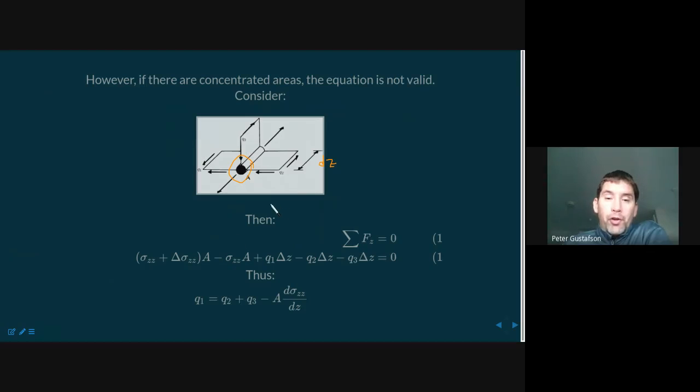So what do we know? Well, we know a bunch. We know that the sum of the forces in the z direction has to be equal to 0. We also know that due to bending, it's possible that the stress due to bending, sigma ZZ, changes here relative to here. So across some delta z distance, we're going to have a change of stress, delta sigma ZZ.